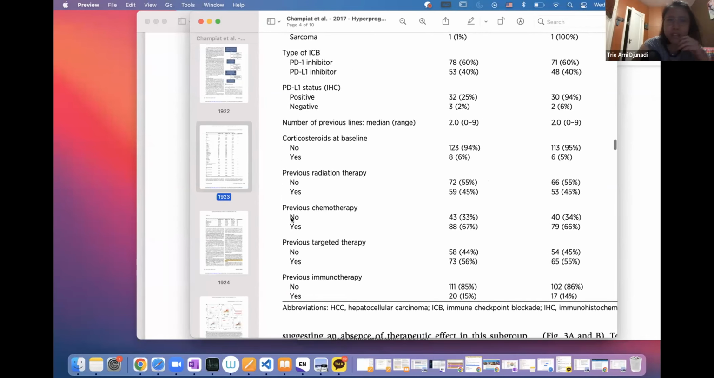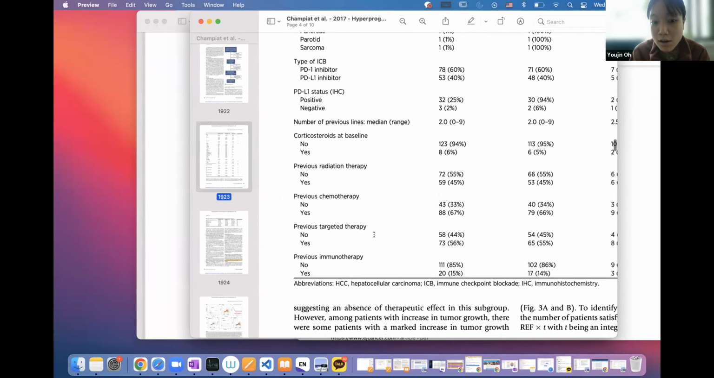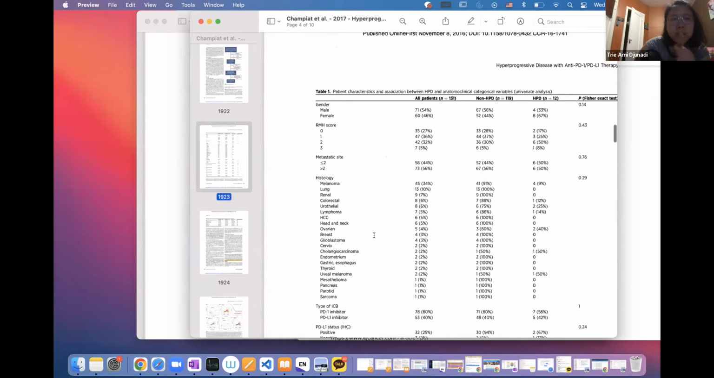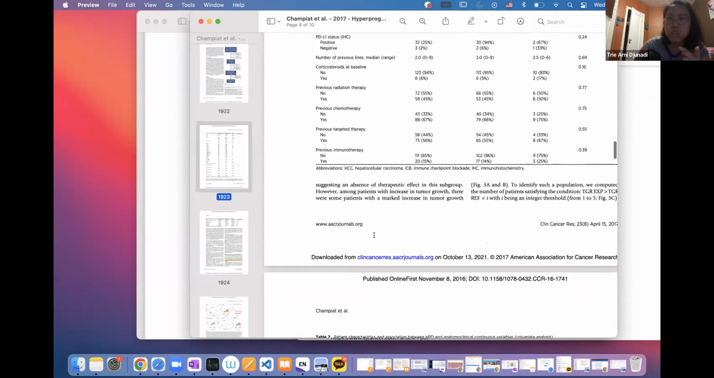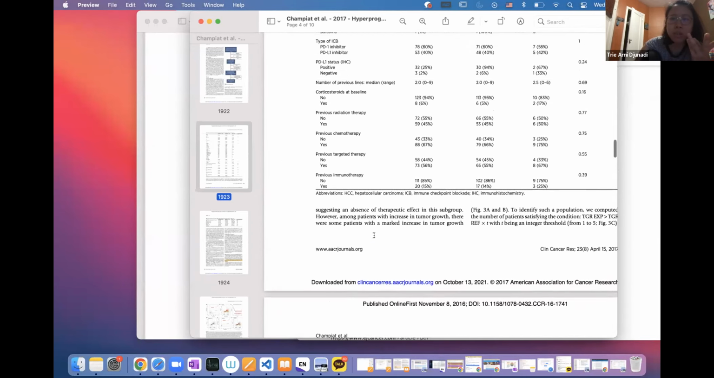And if they received previous, yeah, they did this. They considered the line of regimen. They collected previous chemo, targeted, or immuno. We didn't classify radiation, right, Eugene? We only collected chemo and targeted, but not radiation.